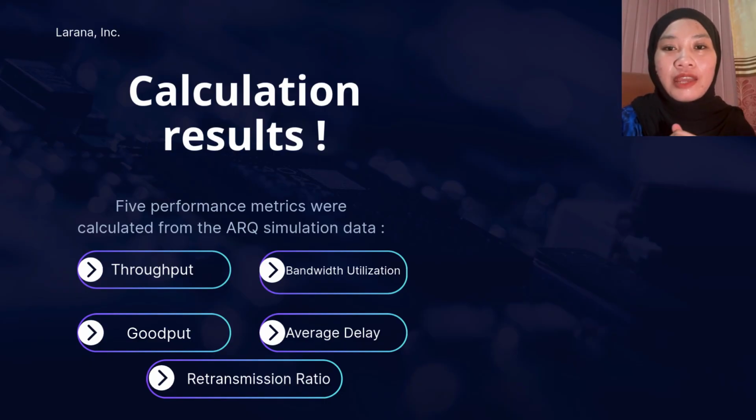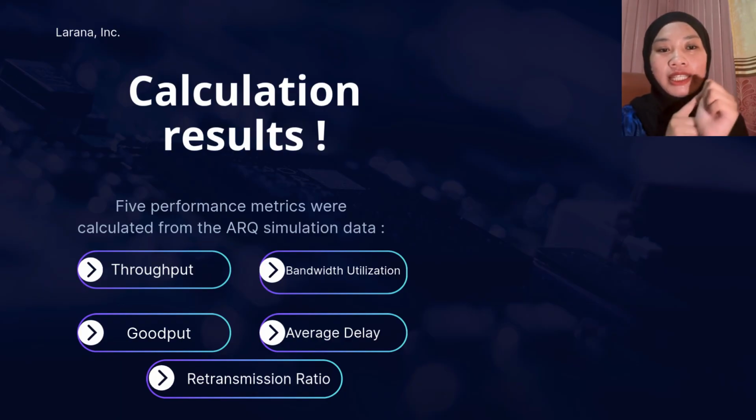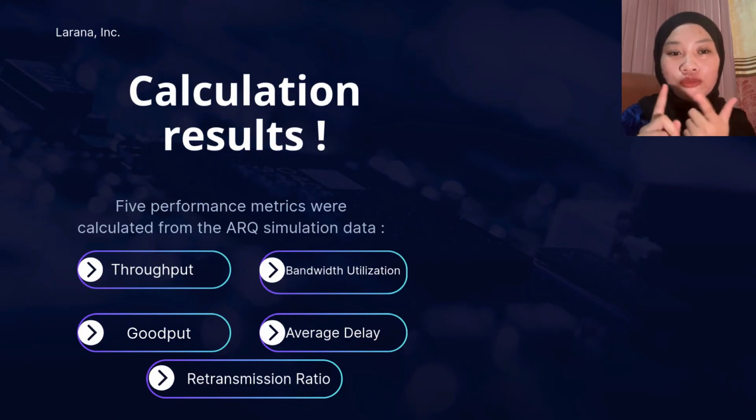In this section, I will explain the performance metric calculation obtained from the ARQ simulation. The raw data generated by the simulator were exported into a CSV file and analyzed using Microsoft Excel. Five performance metrics were calculated. The first one is throughput, second is goodput, and the third one is bandwidth utilization. Next is average delay, and the last one is retransmission ratio.